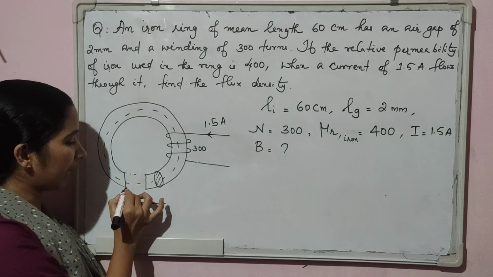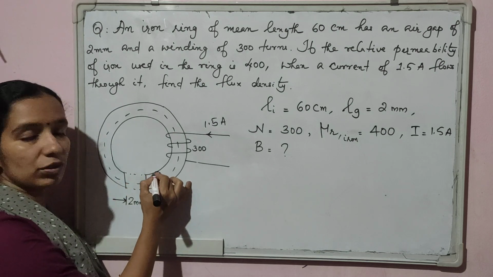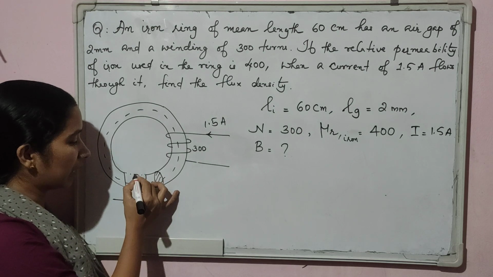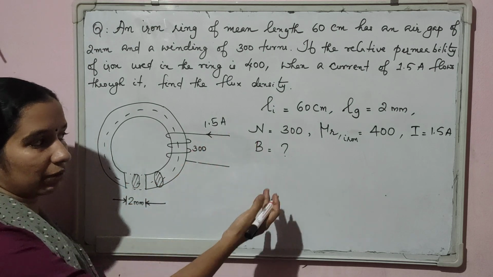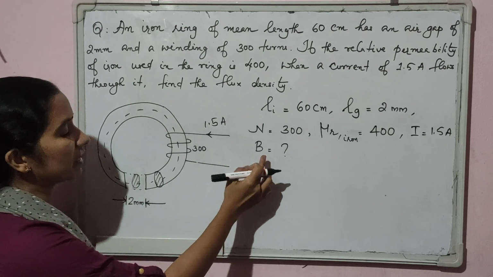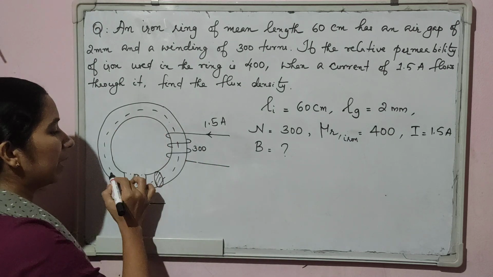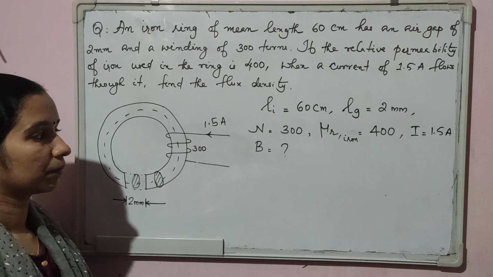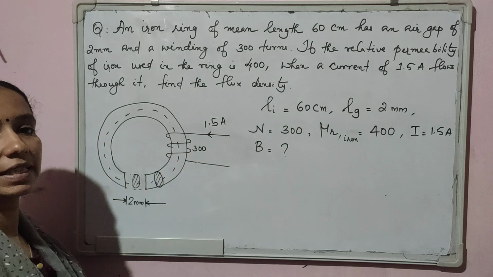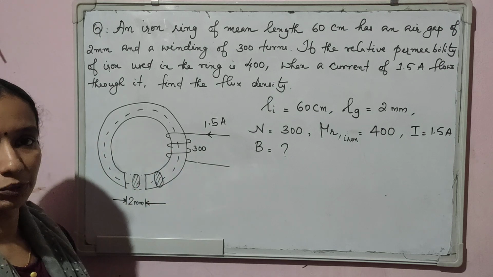So this is our air path. The area of cross section of the iron ring and the area of cross section of the air path are the same. So flux and area of cross section are the same, and the flux density will be the same in the iron path as well as in the air path. So we have to calculate the flux density in this entire magnetic circuit.